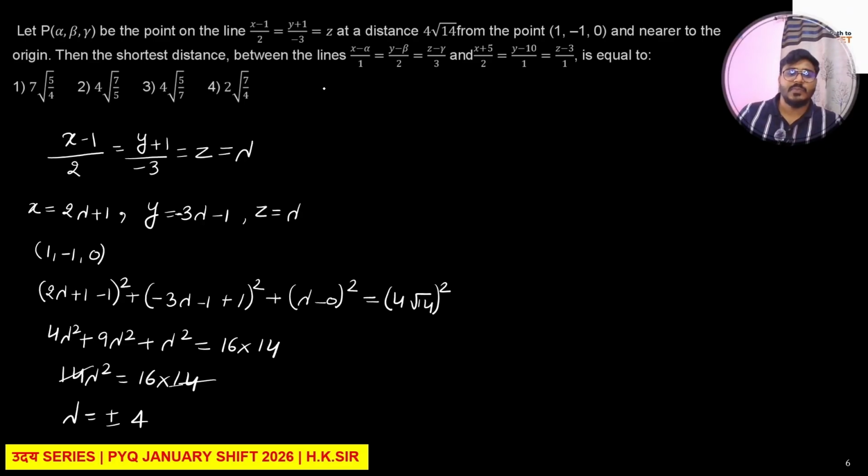But they are asking this point is nearest to origin. Okay, so what are the points?